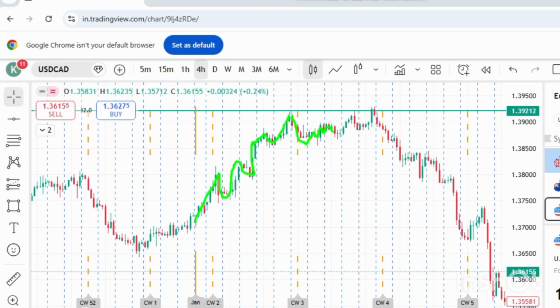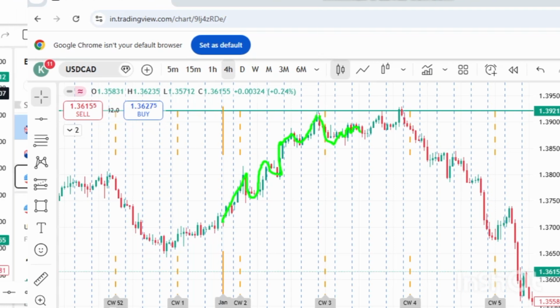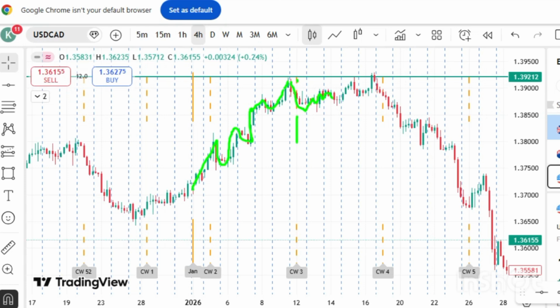As I mentioned before, this yellow dotted line here is our weekly separator. So this was the high of our last week, and then the market trended up to the high of our previous week, and they gave us a fresh red day.